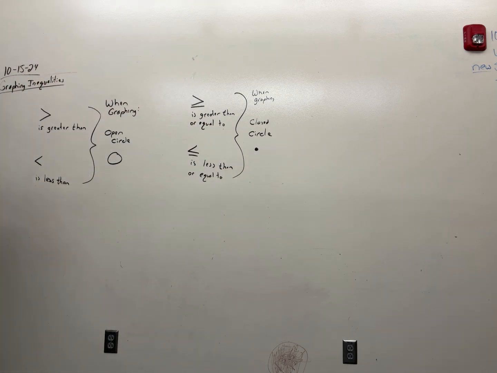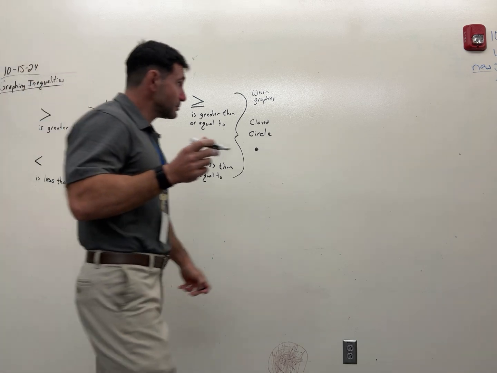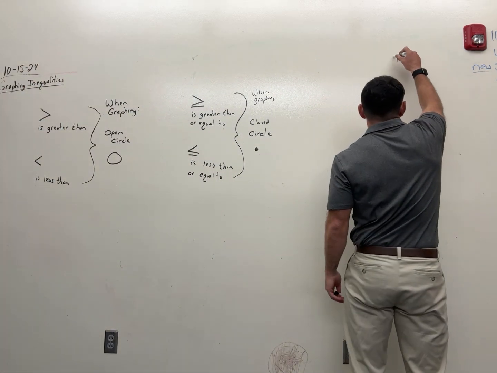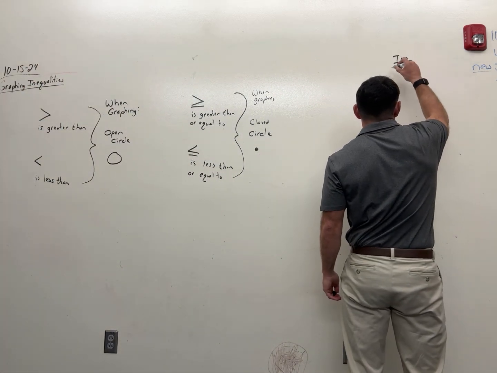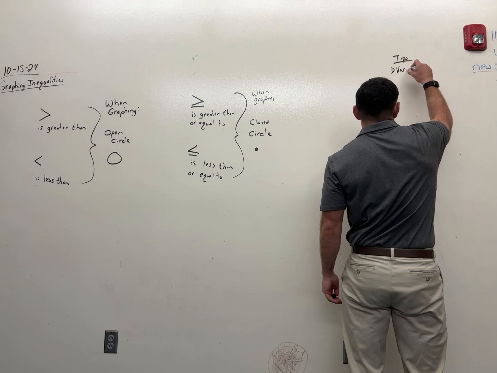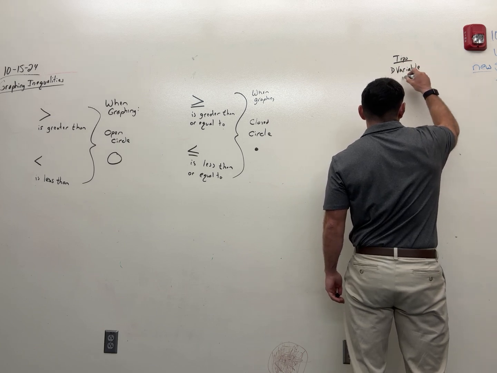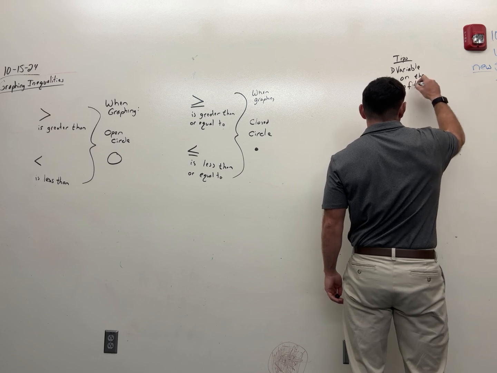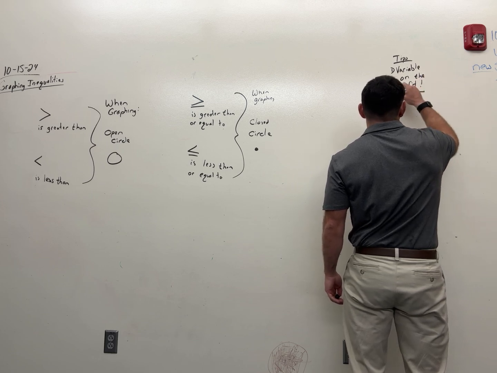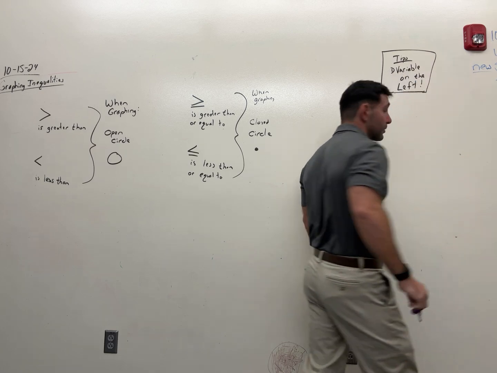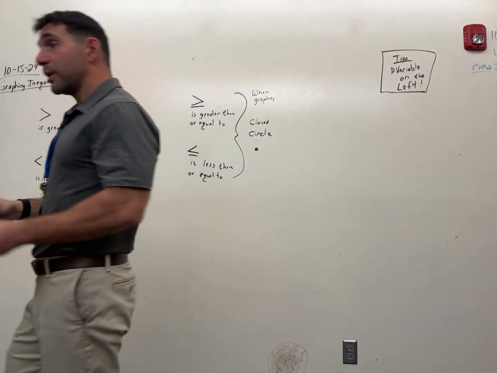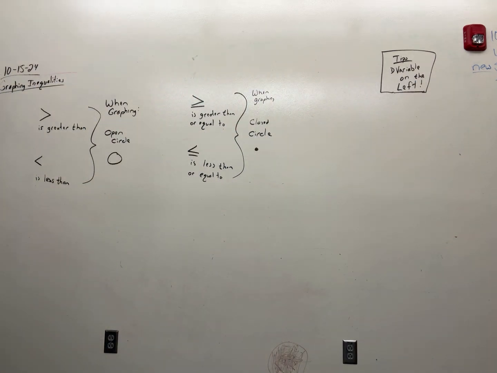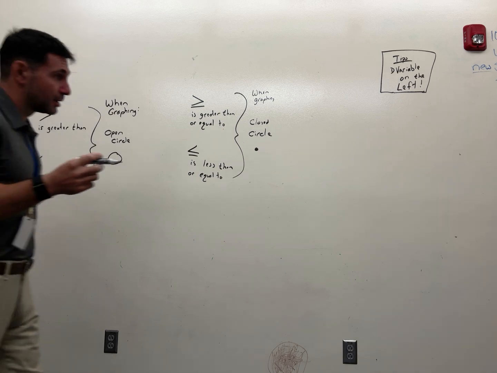Now, I'm going to put over here tips. Variable on the left. You'll get more tips later on, but we want the variable on the left. And I will show you why. It will help you graph. Okay?